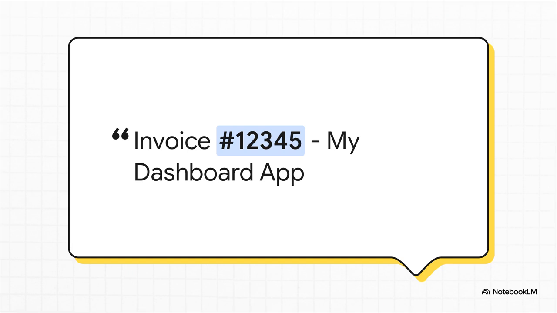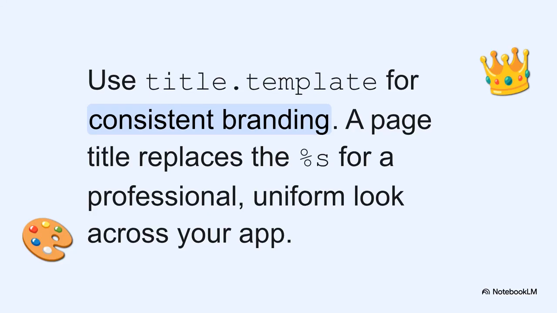It's an async function, which means it can go out and fetch data. So, for our invoice page, it can grab the invoice ID from the URL, hit the database to get the details, and then dynamically build a perfect descriptive title just like the one you see here. It's incredibly powerful. And to keep everything looking sharp and professional, Next.js has another neat trick up its sleeve for brand consistency. In your main layout file, you can define a title template. That little %s is just a placeholder. So if a page's title is Settings, the final browser tab will automatically read Acme Dashboard Settings. It's a small touch that makes your whole app feel way more polished.